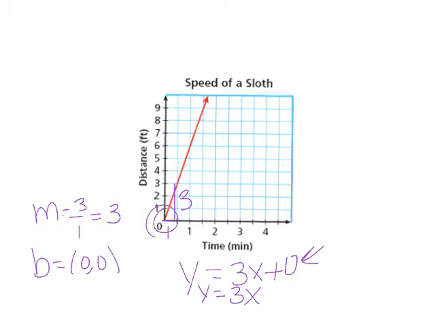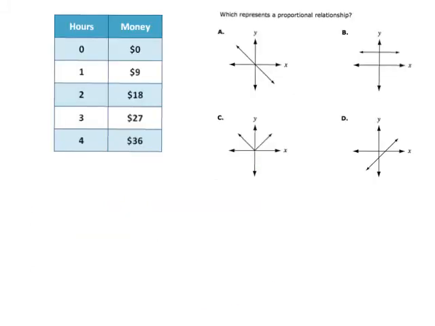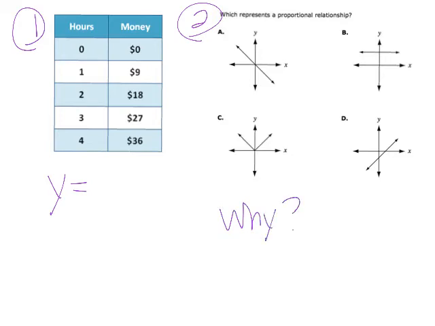All right, so here are the questions for this first one here. For number 1, I'd like you to write the equation to model this table. And then number 2 here, which of these represents a proportional relationship and why? How do you know it's proportional?